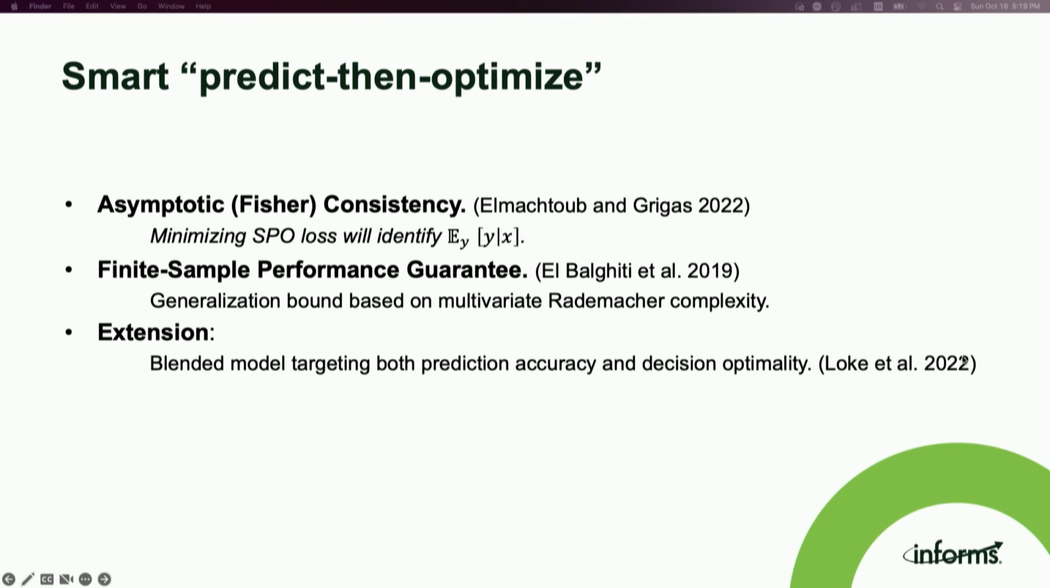And there are many theoretical results provided for this loss function. In the original paper, the authors established the asymptotic consistency, which states that minimizing the SPO loss will identify the true conditional expectation. And a later work then provided finite sample performance guarantees in the form of a generalization bound. And a more recent work investigates an extension that considers a blended model that could target both prediction accuracy and decision optimality, and the original SPO loss would be a special case in their framework.